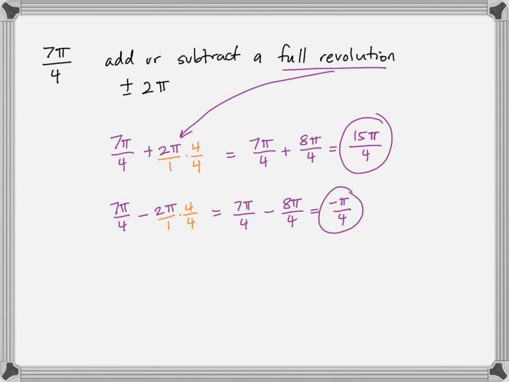Let's do one more. We'll do, how about pi? The angle pi, if I want to find coterminal angles, I just take pi and I add a full revolution. Okay, that one's pretty easy, 3 pi. I can take pi and subtract 2 pi. That would give me negative pi. And I could keep doing this all day long.